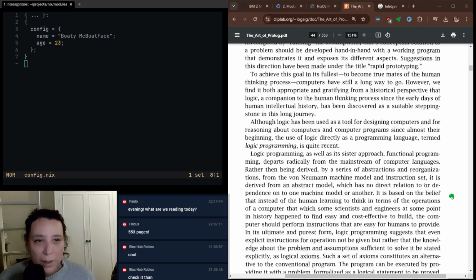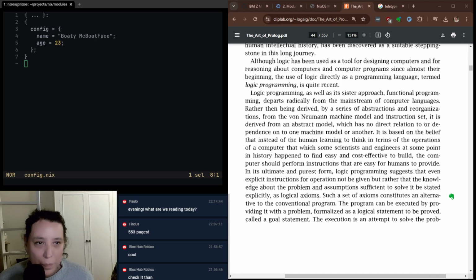To achieve this goal in its fullest, to become true mates of the human thinking process, computers still have a long way to go. However, we find it both appropriate and gratifying from a historical perspective that logic, a companion to the human thinking process since the early days of human intellectual history, has been discovered as a suitable stepping stone in this long journey. Although logic has been used as a tool for designing computers and for reasoning about computers and computer programs since almost their beginning, the use of logic directly as a programming language, termed logic programming, is quite recent.